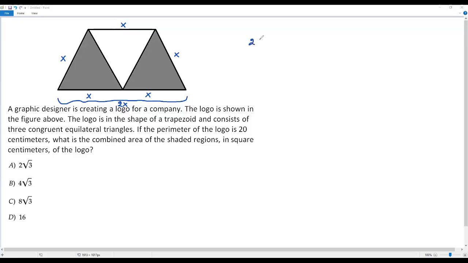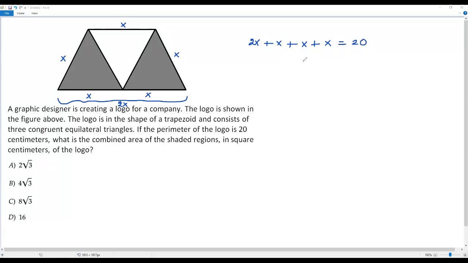So I'm adding 2x and x. Now add these two sides, x and x. So here I've added the lengths of all four sides of the trapezoid, and this expression represents the perimeter of the trapezoid. The perimeter of the logo is already given in the question, that is 20 centimeters. Logo is nothing but the trapezoid. So the perimeter of the trapezoid is 20 centimeters, so it must equal 20.